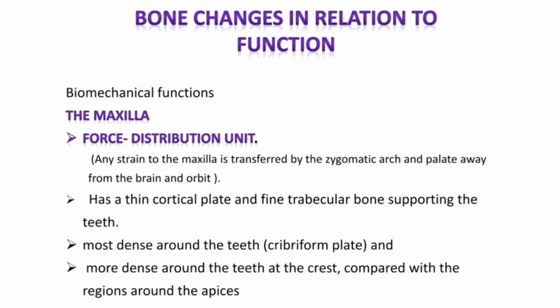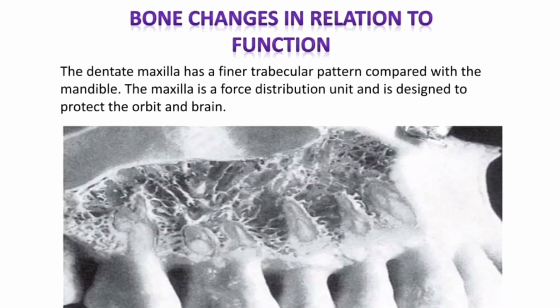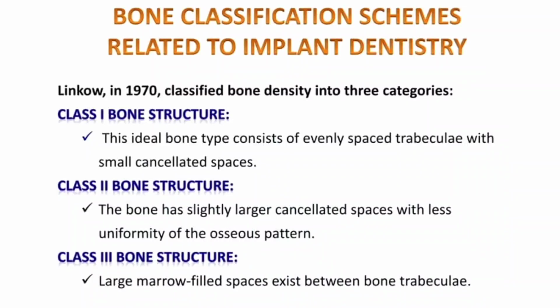Any strain to the maxilla is transferred by the zygomatic arch and palate away from the brain and orbit. It has a thin cortical plate and fine trabecular bone supporting the teeth. Most dense around the teeth, the cribriform plate, and more dense around the teeth at the crest, compared with the regions around the apices. The dentate maxilla has a finer trabecular pattern compared with the mandible. The maxilla is a force distribution unit and is designed to protect the orbit and brain.